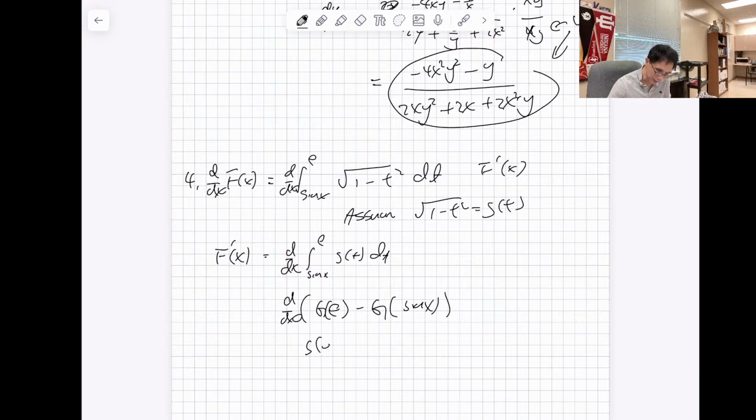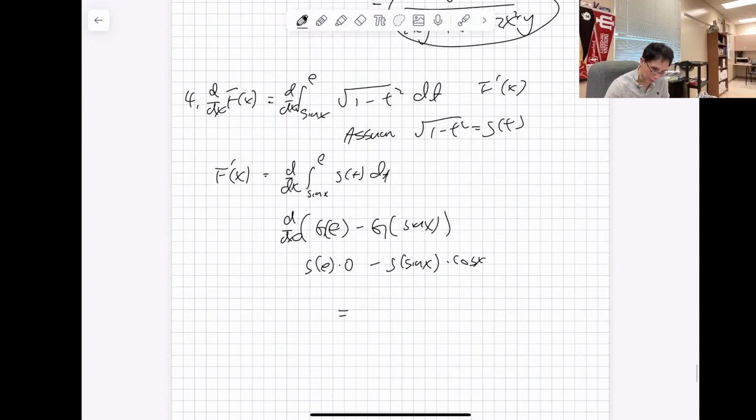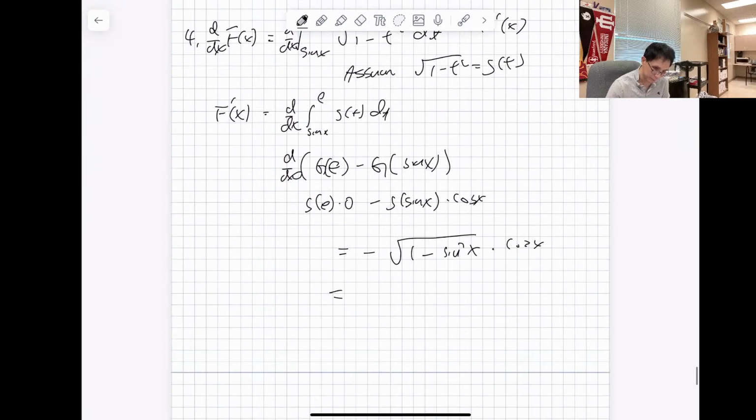And that's going to be g of e times the derivative of e, which is 0, minus g of sine of x times cosine of x. That will end up being minus square root of 1 minus sine squared of x times cosine of x. This is going to be minus cosine of x times cosine of x, sorry. Cosine of x, that's equal to negative cosine squared of x.